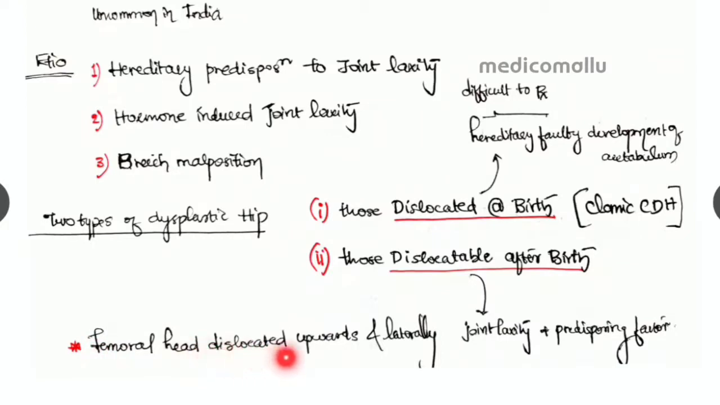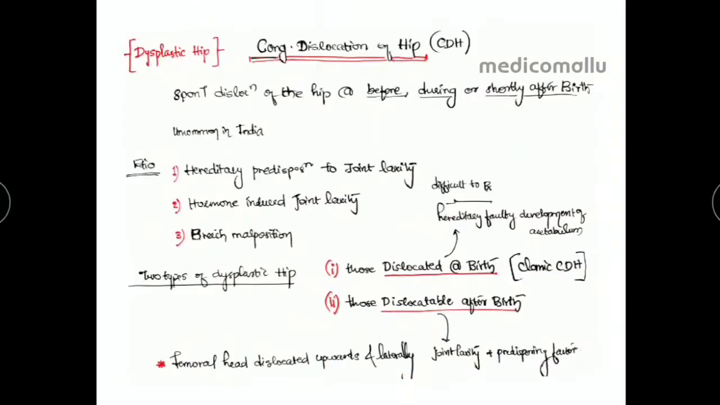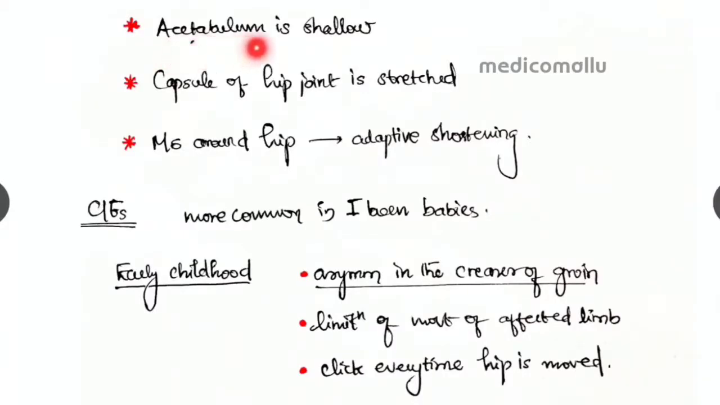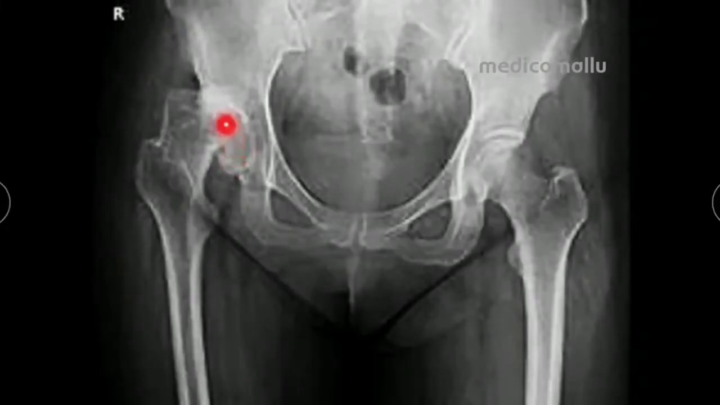The femoral head is dislocated upwards and laterally. This is the child's X-ray. See, the femoral head is dislocated upwards and laterally. In this X-ray, the acetabular cavity is shallow and there is delayed development of the head of the femur. The capsule of the hip joint is stretched and the muscles around the hip will have an adaptive shortening. See, the femoral head is dislocated upward, the acetabulum is empty and it is shallow.